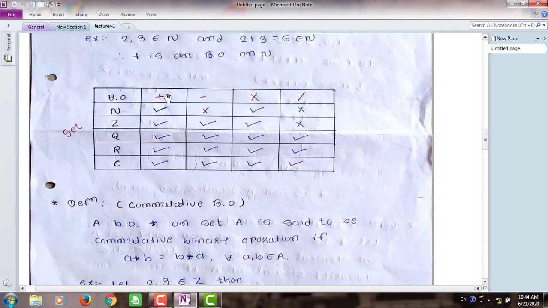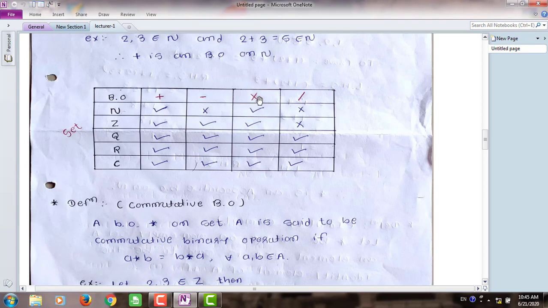So, addition is a binary operation on natural numbers. The next binary operation is subtraction. Is subtraction a binary operation on N? It means, natural numbers. No, subtraction is not a binary operation on N. Why? 2, 3 belongs to N, but 2 minus 3 is equal to minus 1, and minus 1 does not belong to N. So, subtraction is not a binary operation on N.